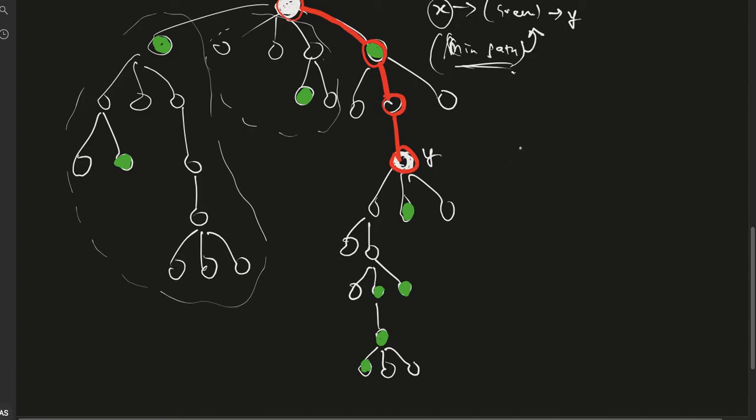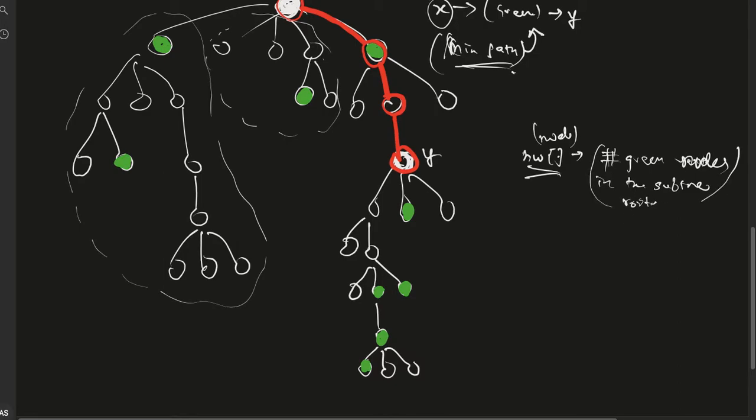Now we need to store a few variables in this question. One that I've used is nw, the array which stores the number of green nodes in the subtree. So nw of node stores the number of green vertices in the subtree rooted at node. For example, here it would be 1, here 0, here 1, 0, 0, 1, oh sorry, 2 in this case. In this case it would be 1, 2, 3, 4, 5, 6, 7, 8, 9, 9 here, and so on. This is one variable that we store.